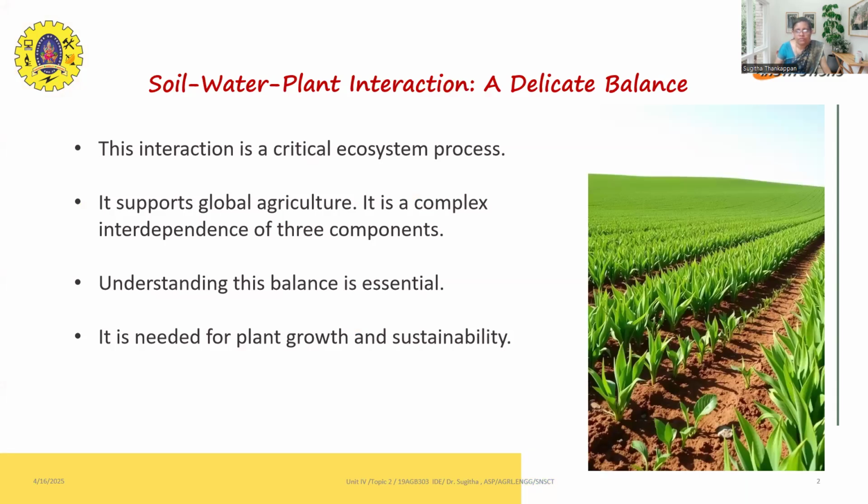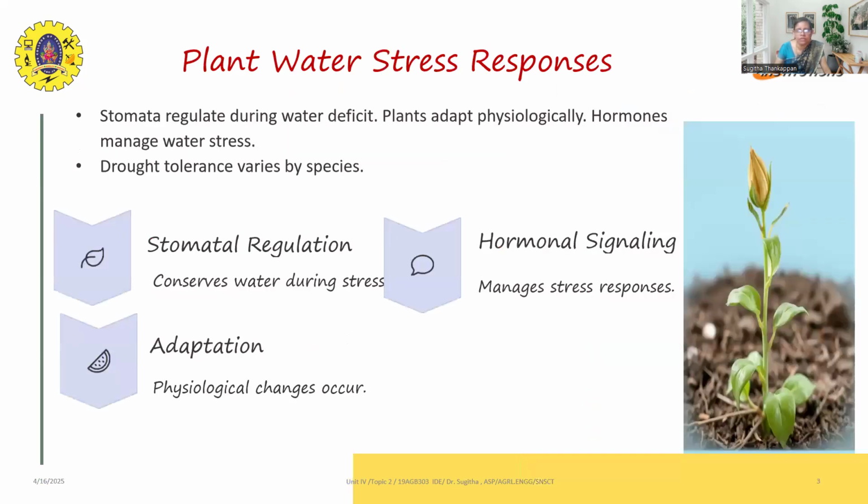And the interaction between these three components is very critical for maintaining the ecosystem processes. The balance between these components supports global farming or global agriculture, and it can boost agricultural productivity. If the balance is optimal and on a positive side, one can expect increased productivity in agricultural crops. So as agriculture graduates, we have to understand the balance between these three components, which is the need of the hour to boost plant growth and for sustainable agriculture.